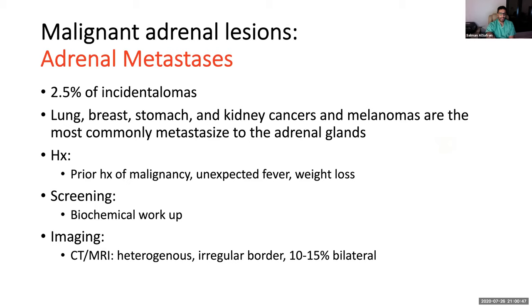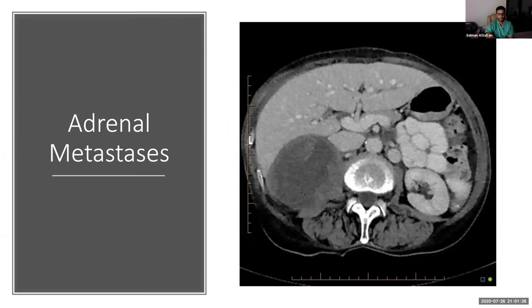Okay, and then the other thing that we should think of is adrenal metastasis. About 2.5% of incidentalomas actually are metastases. Lung, breast, stomach, kidney cancer, and melanoma most commonly metastasize to the adrenal gland. From the history, you should inquire about a history of malignancy and any fever or weight loss. Screening: the biochemical workup will be negative in the majority, and the CT scan will show a heterogeneous mass with irregular border, and 10 to 15% are bilateral. As you can see here, this is an adrenal metastasis in a patient, I believe, with lung cancer.